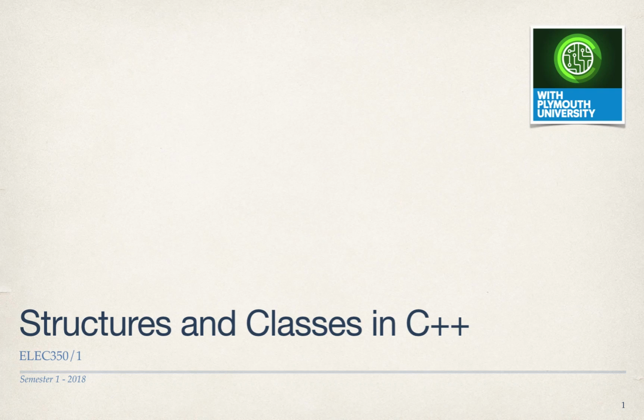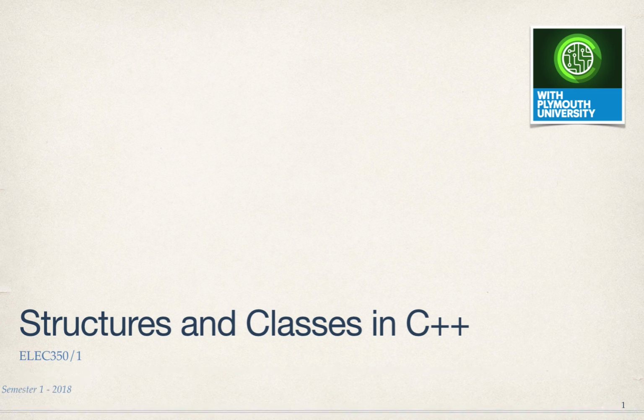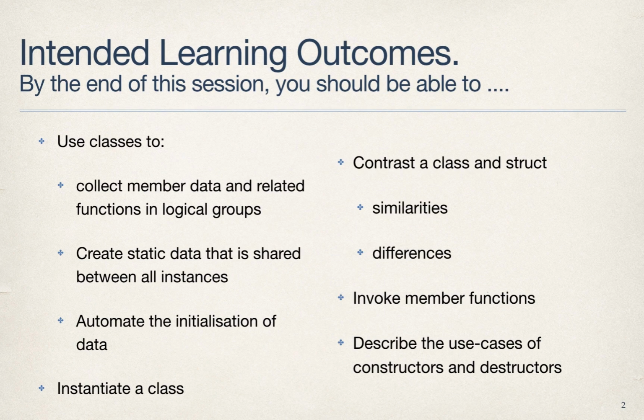In this second part, we're going to look at C++ structures and classes, which actually turn out to be very similar. So what we're going to look at is using classes to encapsulate data as we did with structures, but we're also going to add APIs, or member functions as they're known, which operate on that data.